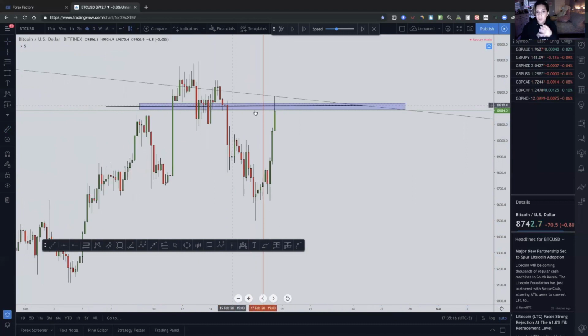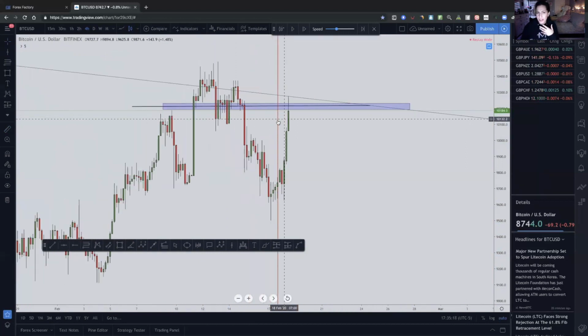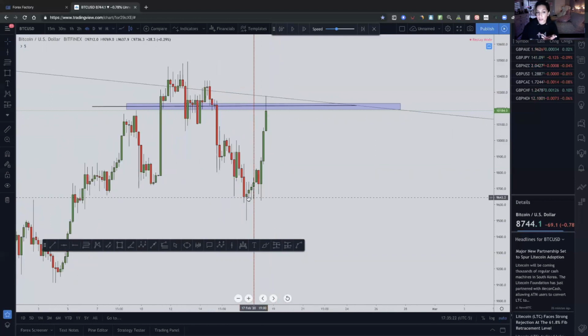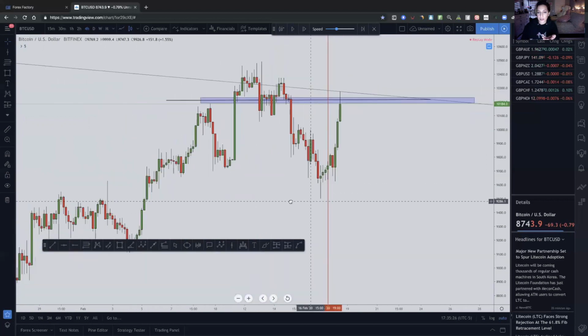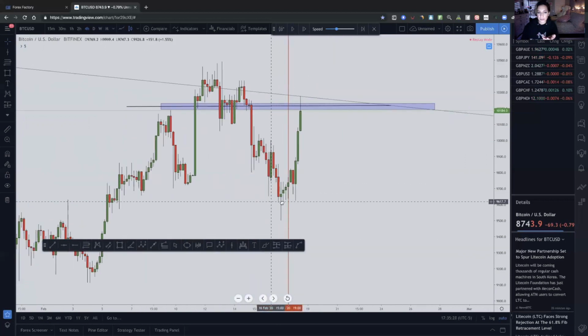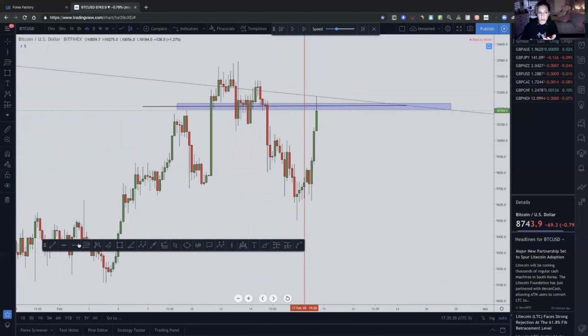Now, for your take profit, your ideal area for take profit is going to at least be the previous low, right? So your ideal area for take profit is going to be right here. Oh, excuse me.